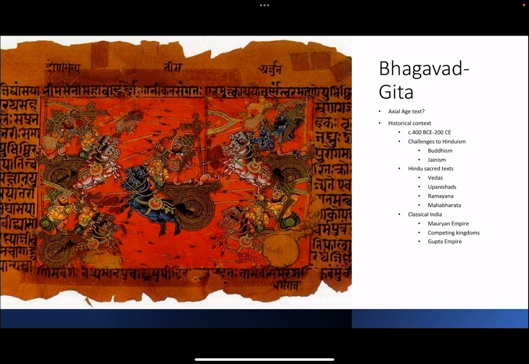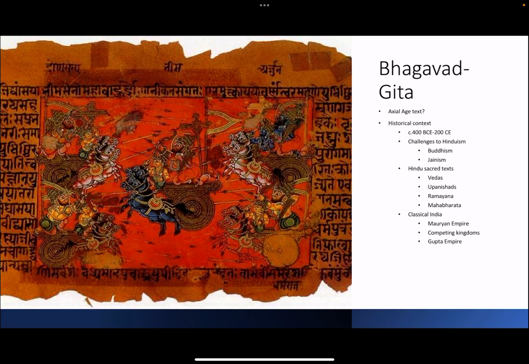Starting with the Mauryan Empire, in the late 4th century or so, after the conquest of Alexander the Great, and into this period of competing kingdoms, when the Mahabharata was written, and then finally to the establishment of the Gupta Empire in the 3rd century CE, which lasts until about 600 in some form, right? That is the period known as classical India. And so, this is from that period.